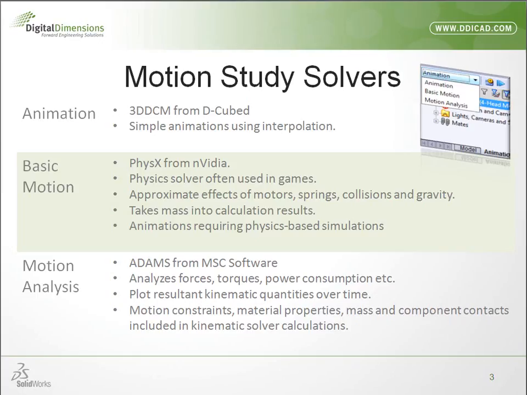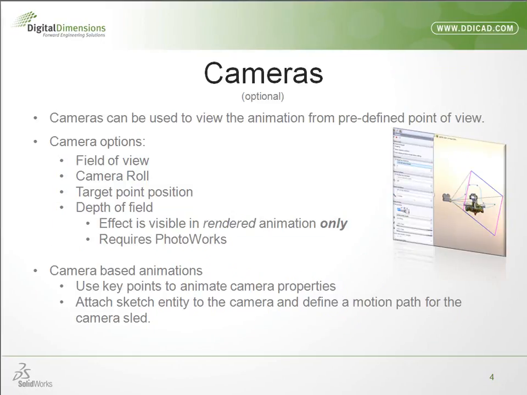So let's talk about the first thing that is kind of optional as far as the animations go. You can create cameras, and they can be used to view the animation from predefined points of view. You can change a number of different aspects of the camera: field of view, camera roll, target a specific point on the model. You can also use depth of field, which is only visible in the rendered animation, and that does require the PhotoWorks add-in, so that would be available in SOLIDWORKS Professional or Premium.